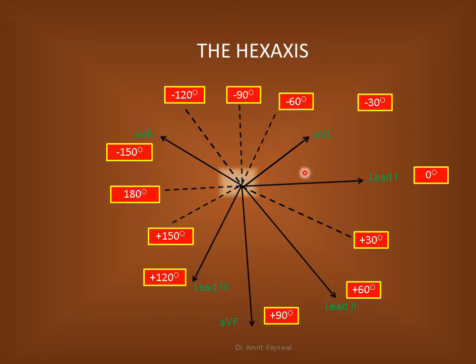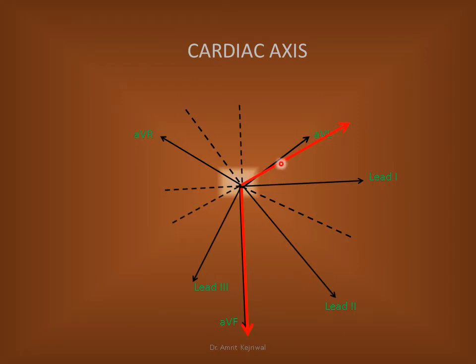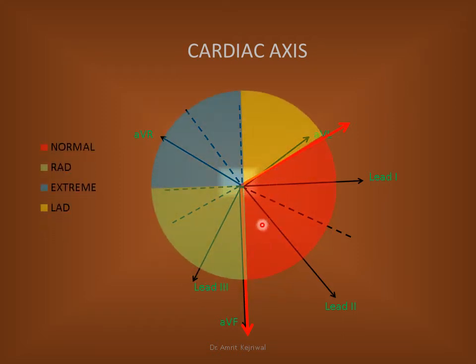So this is the formation of the hexaxial system and the vectors, and it is important for the positive waves and negative waves depicted on the QRS complex. And from minus 30 to plus 90, it represents the normal axis. So same thing, minus 30 to plus 90, you get the normal axis. So this is the normal axis, this is the right axis deviation, this is extreme axis deviation, and this is left axis deviation. Kindly note that left axis deviation is from minus 30 to minus 90 degrees.